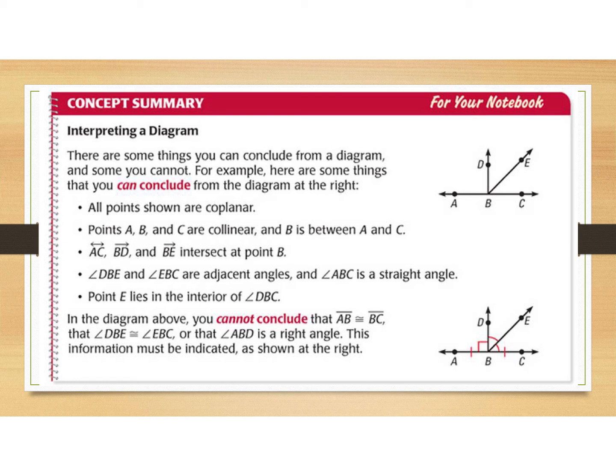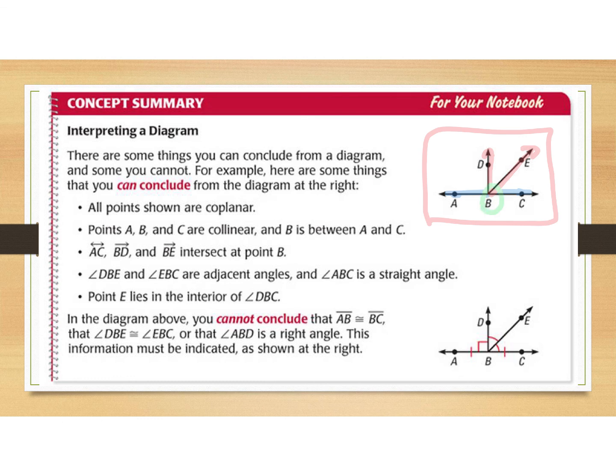It's just interpreting a diagram. Remember, you can never assume anything in geometry. The only thing you can assume is when it's a straight line. So from this picture, the only thing I know for sure is that all these points are in the same plane, so they're all coplanar. I also can see that points A, B, and C are on the same line, so they're collinear. I can also see that this line that I just highlighted in blue, plus this ray and this ray, are all intersecting at point B.